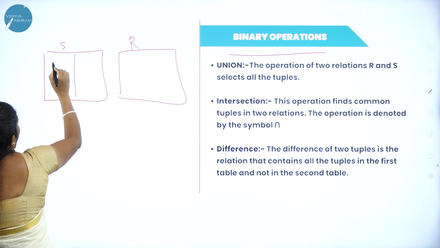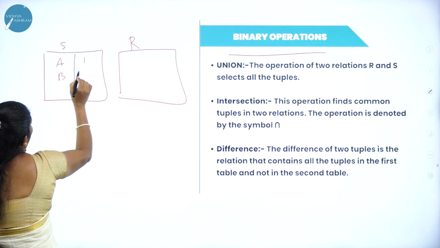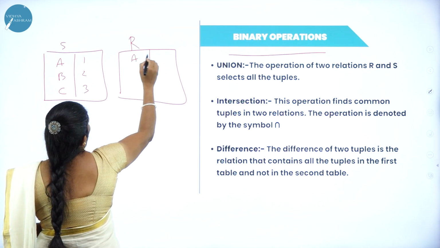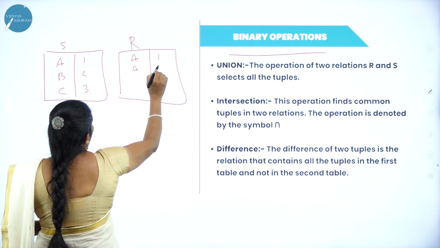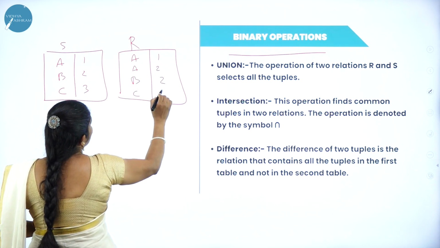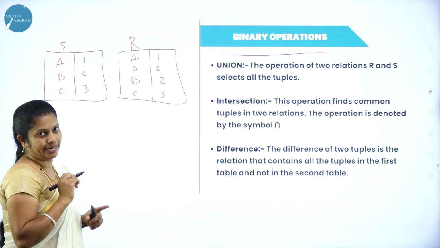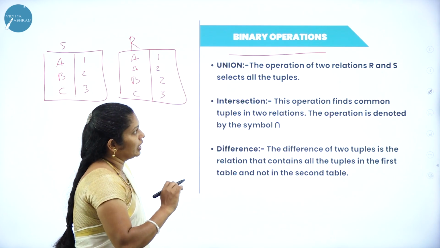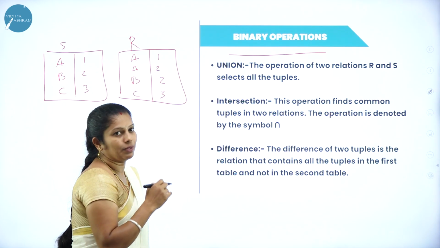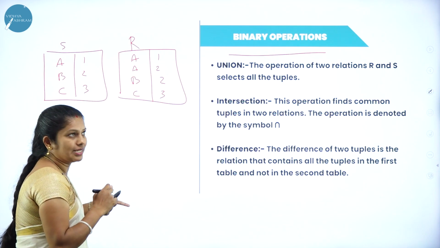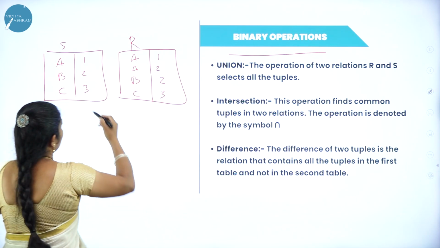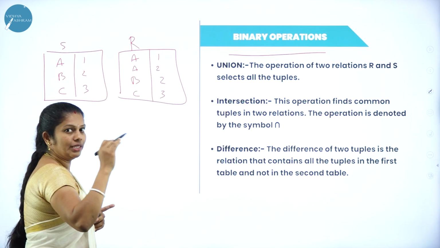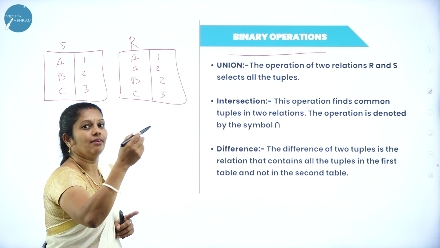Here I am having the values. For example, in S: A1, B2, C3. One more table, R: A1, A2, B2, C3. Consider these are the contents of the tables, one is S and one more is R. Whereas union, the operation of two relations S and R, selects all the tuples here. It will select A1, B2, C3, A1, A2, B2, C3. Only thing, it will avoid the repetition and then we get the answer.